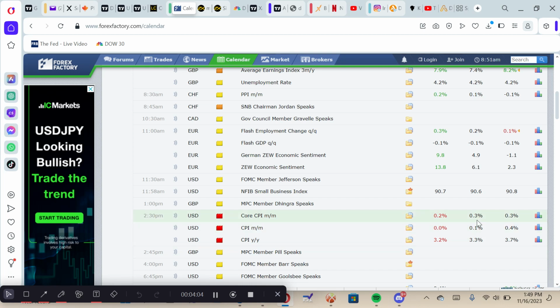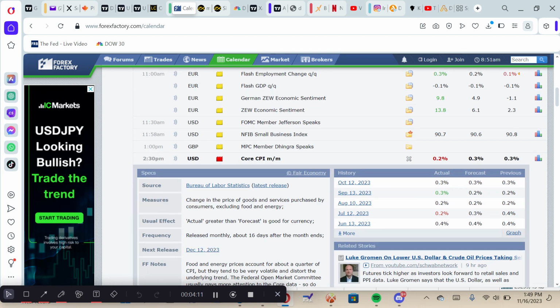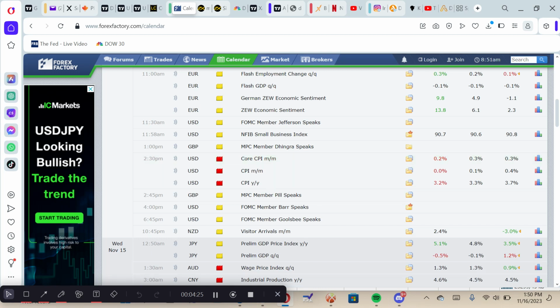Now we can see that even if you click on this place, it can give you a kind of clue. As I click on that one, it says it measures the change in the price of goods and services purchased. So now it says the effect: actual greater than forecast is good for currency. And in the forex market, whenever you hear the term good for currency, it means that currency is going to be strong. And when the currency is strong, what does it mean? That means it will swallow the other one.